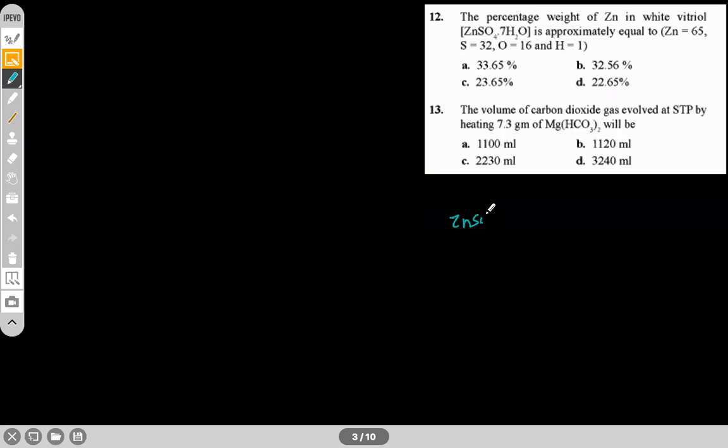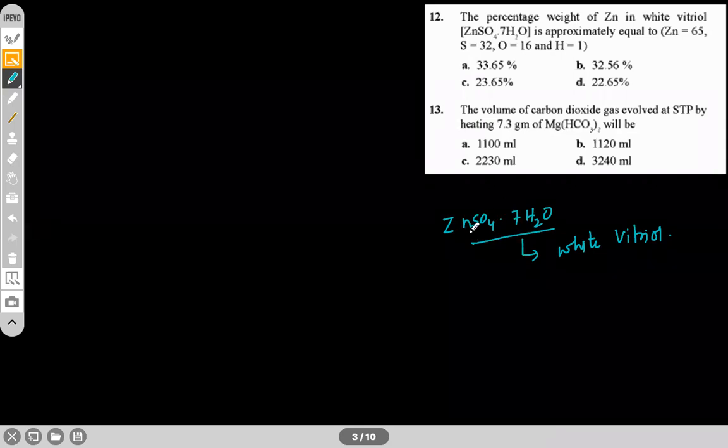ZnSO4 dot 7H2O is what? This is white vitriol. This formula you should know. White vitriol, right. The name also you should remember. Similarly, the hydrated form of FeSO4, we call it as green vitriol. Okay. FeSO4 is green vitriol.